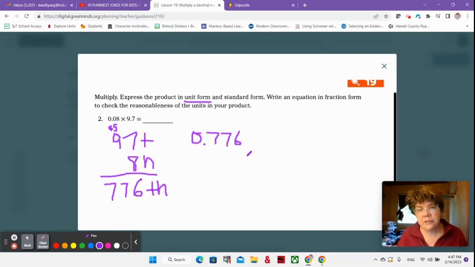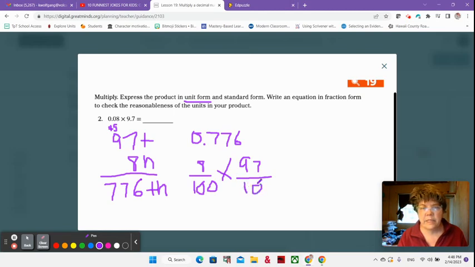And we're going to do it in fraction form to check, basically check our work and make sure it's reasonable. So we have 8 hundredths, right? 8 over 100 is the same as 8 hundredths, right? These are the same thing, times 97 tenths. Now, if you're not sure why this is 97 tenths, please come and ask me.